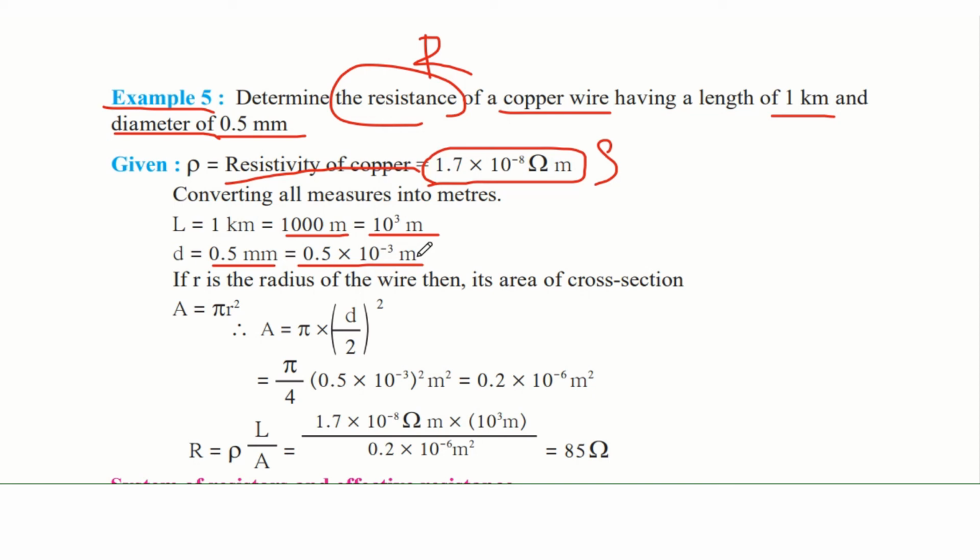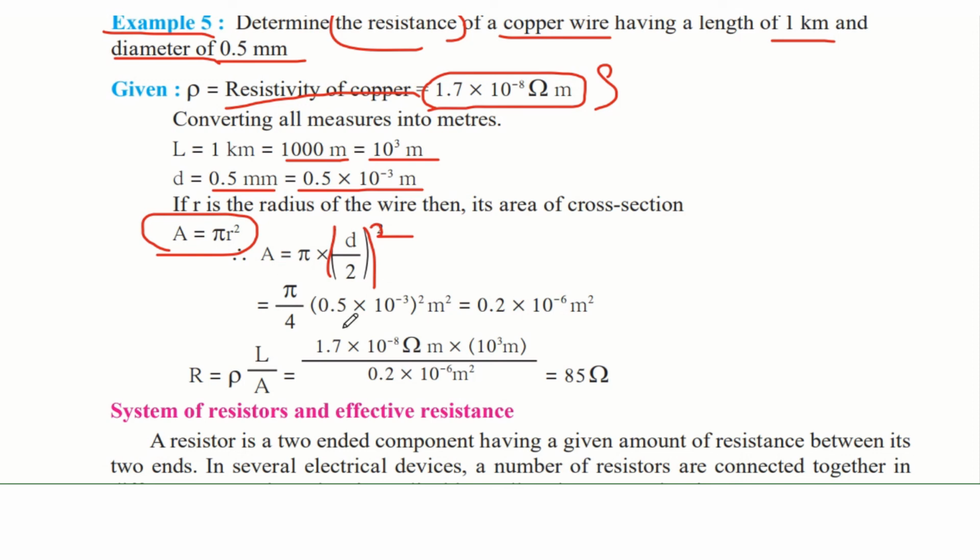But in the formula for resistance, we have to use area. And area is pi r square, that is radius square, but they have given us the diameter. And we know that the diameter is double of the radius. So therefore, we have to substitute diameter divided by 2 to give us the radius. And we have to do whole square because it is r square. Therefore, now when you substitute all of these values, we will get the area. And we have to use it in the formula for resistance.